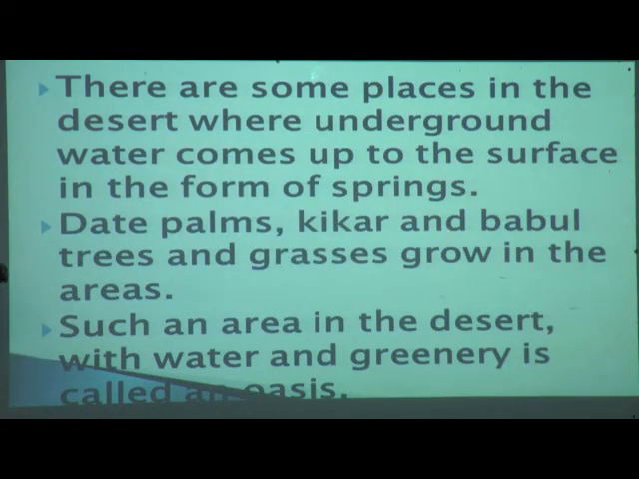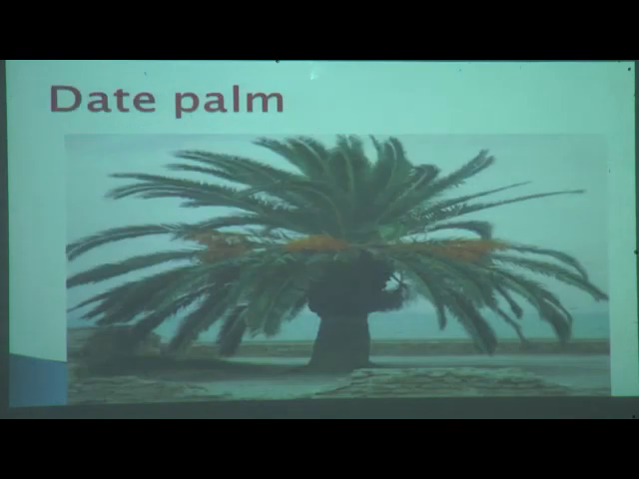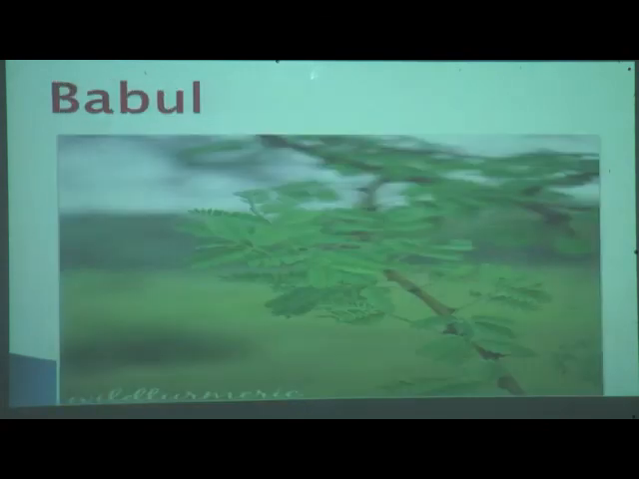What are some places in the desert where underground water comes up to the surface in the form of a spring? In those places, what type of trees grow? Date palms, kikar and babool trees, and grasses grow in these areas. Such an area in the desert with water and greenery is called an oasis. Now what is this? This is a picture of a date palm. This is a kikar tree, babool tree.